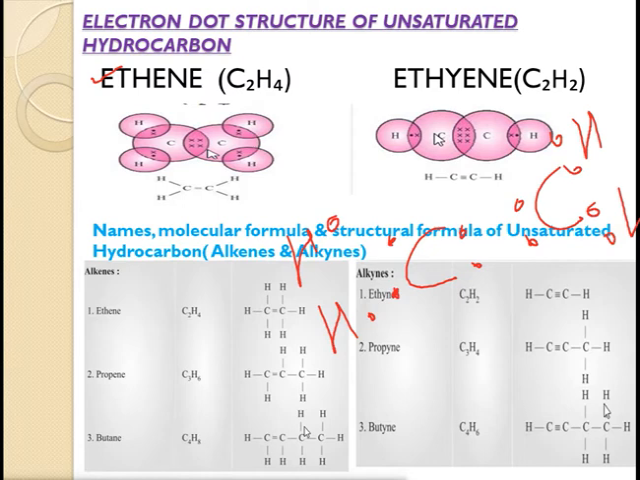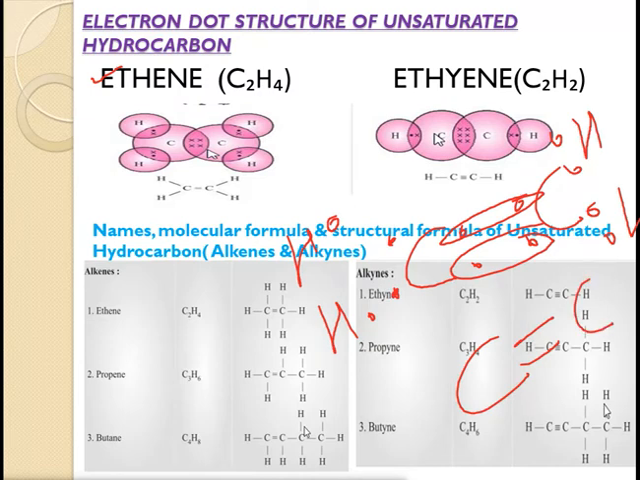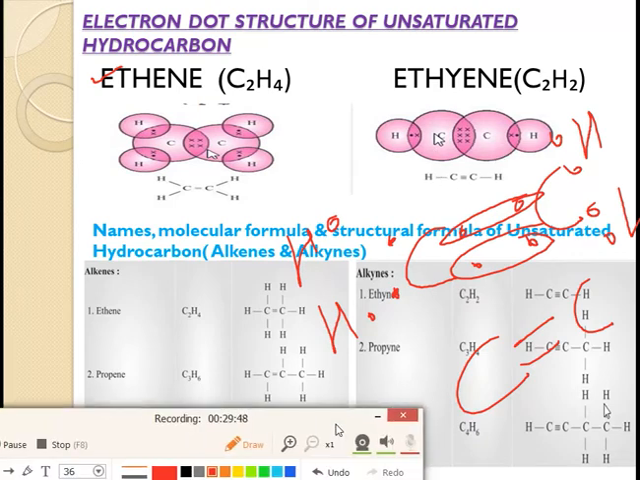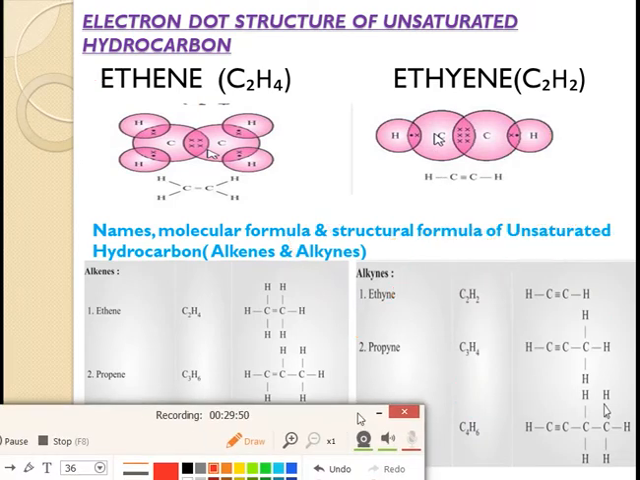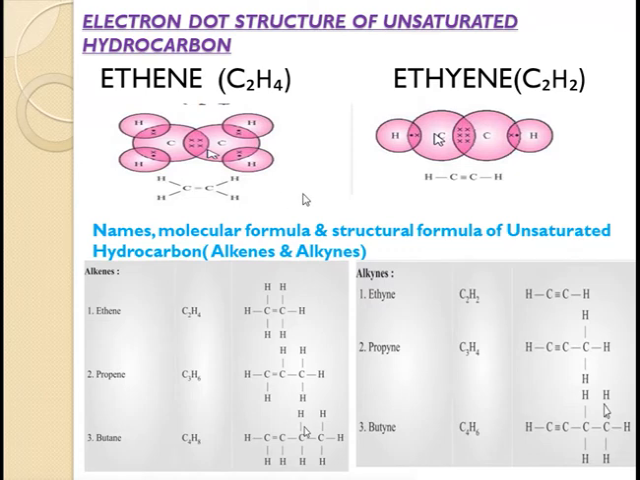So what will they do? They will share the electrons among themselves and form covalent bonds. Since you can see 2 pairs of electrons are shared between the 2 carbon atoms, they will form a double bond. In the same way, in ethyne, C2H2, 3 pairs of electrons are shared between the carbon atoms. They will form a triple bond. So these are the electron dot structures of ethene and ethyne.